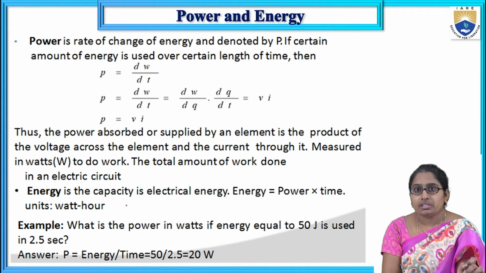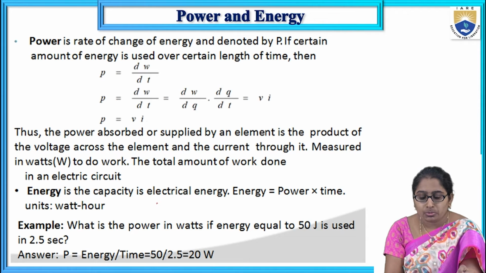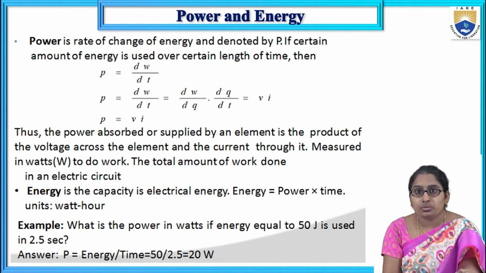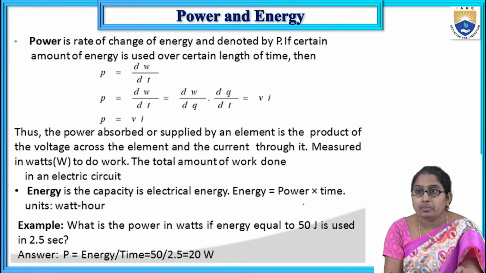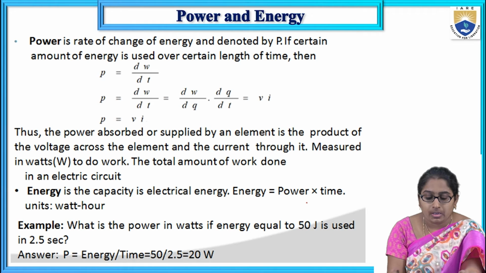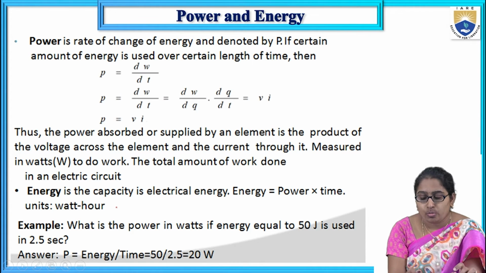So energy is defined as the capacity to do work. It is the capacity to do work, and energy is given as power multiplied by time. Its units are, we know power units are watts, so watt-hours. These are the conventional units of energy.